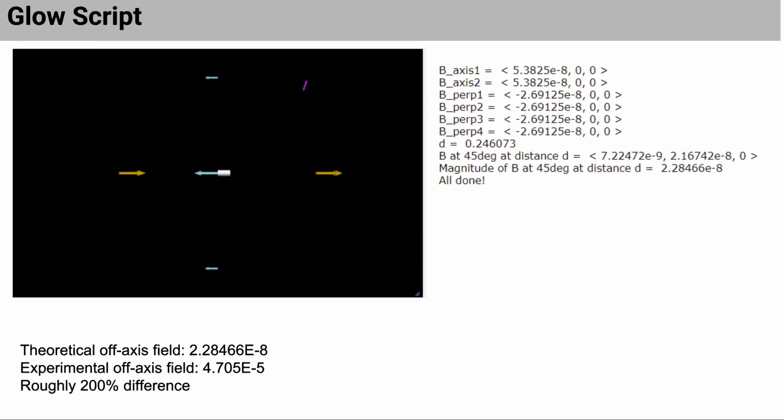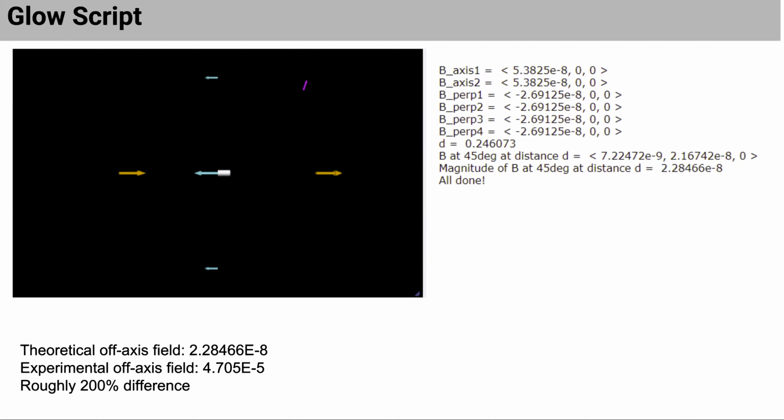Here's the results of the lab, showing the values given from the code, and the direction of the arrows. The theoretical off-axis field is 2.28 times 10 to the negative 8, and then the experimental off-axis field is 4.7 times 10 to the negative 5.